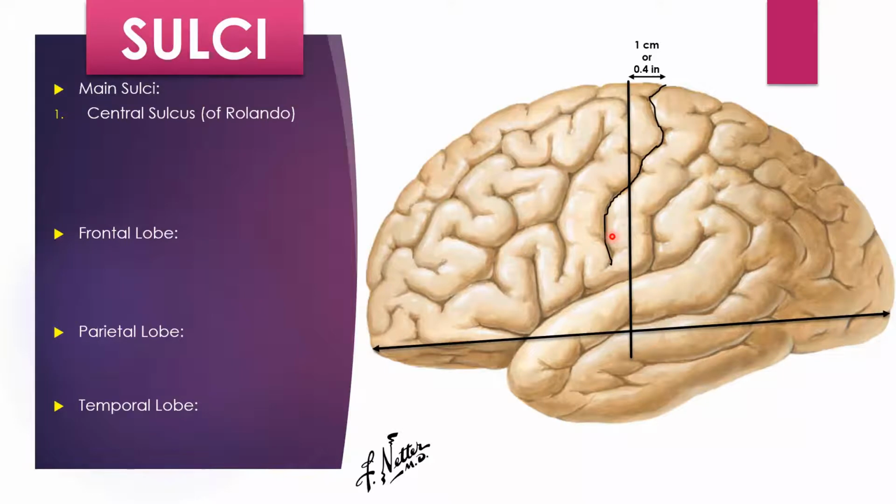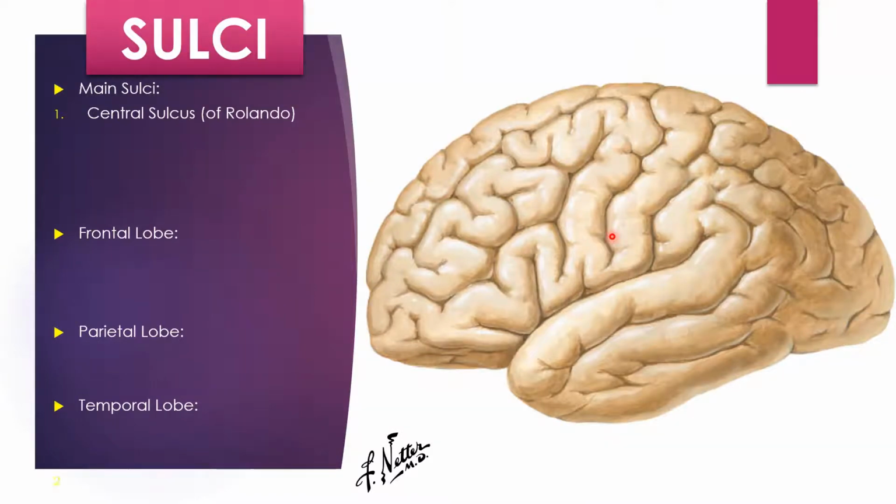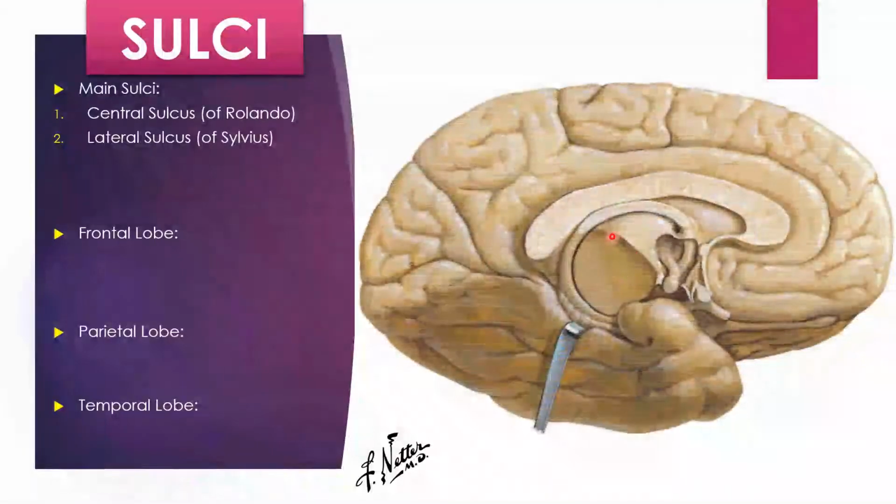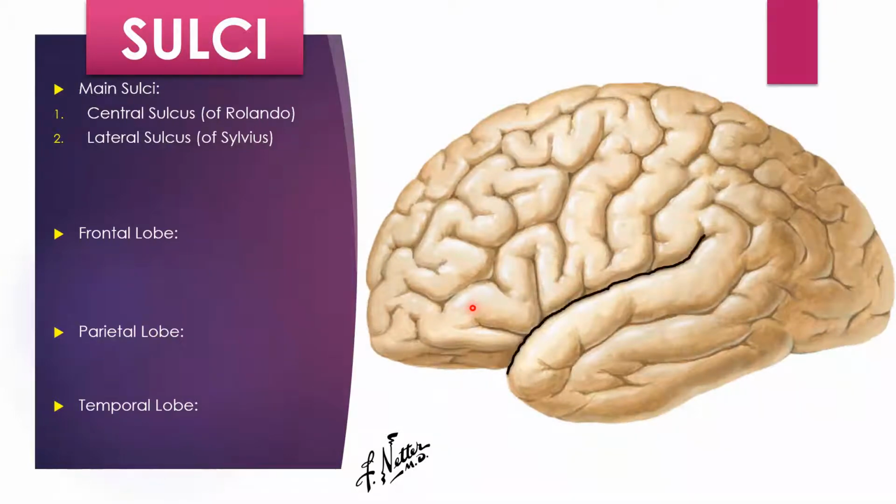Next, the lateral sulcus or the sulcus of Sylvius. The lateral sulcus is actually stemming from the inferior surface. For that we have to look at the inferior surface. Here is the inferior surface. So the lateral sulcus indents from the inferior surface, and it goes onto the superolateral surface.